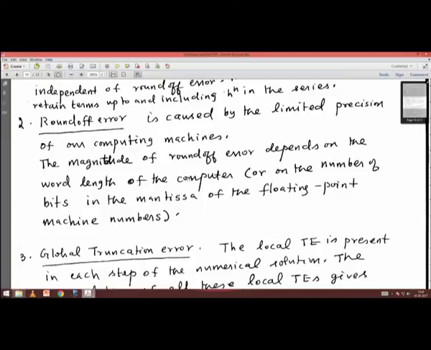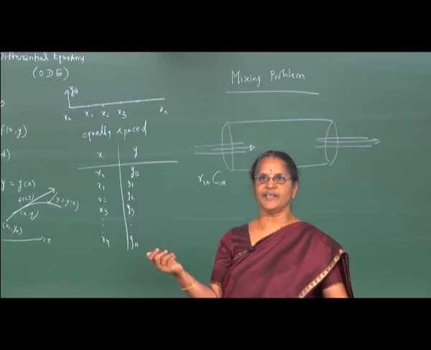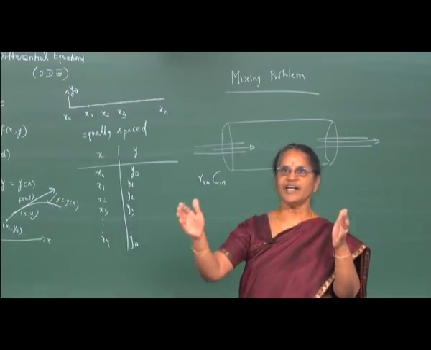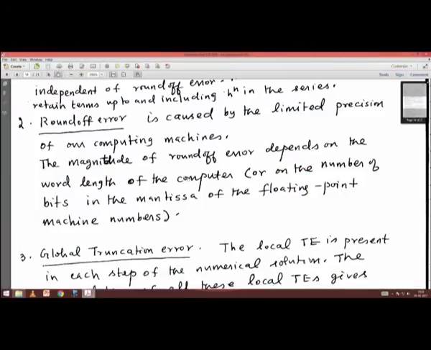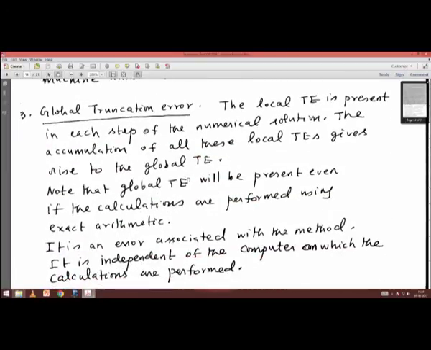Another type of error is what is called the round off error. Why does it occur? It occurs because of the limited precision of the computer that we have. So, the magnitude of the round off error depends on the word length of the computer that we use, or it depends on the number of bits in the mantissa of the floating point machine numbers. So, it occurs due to the machine that we use to compute the numerical solution.